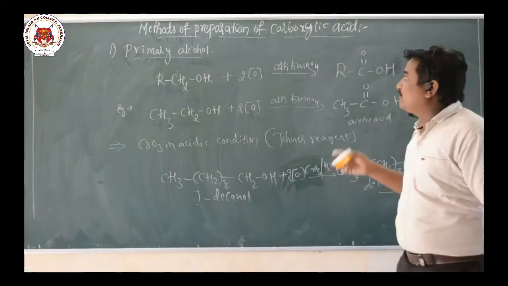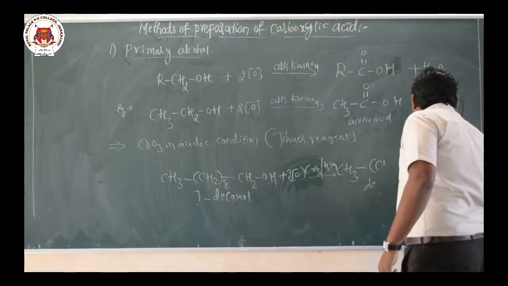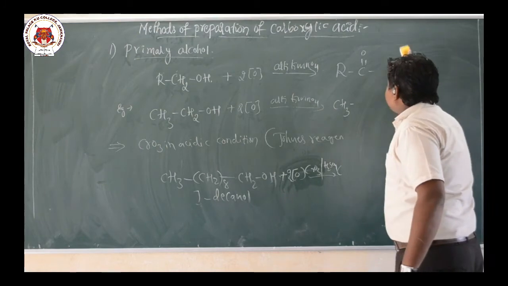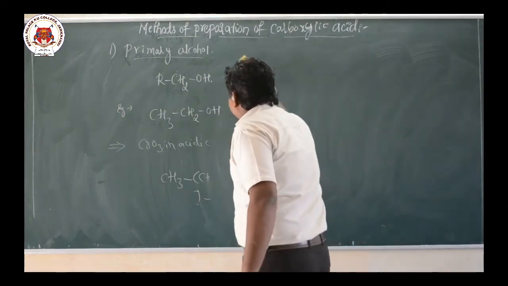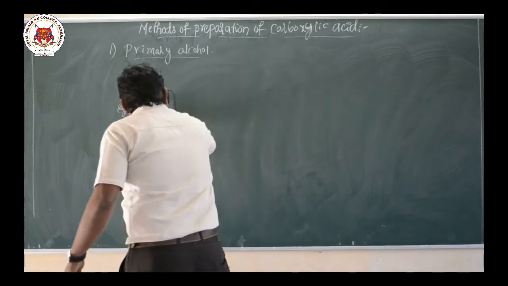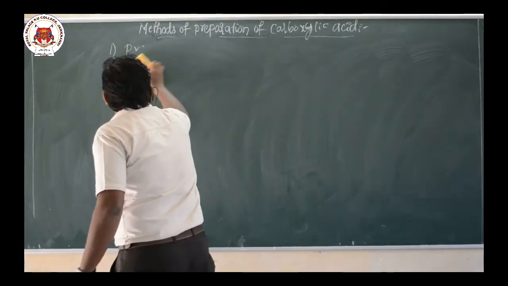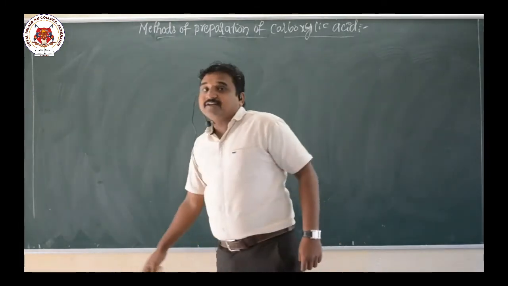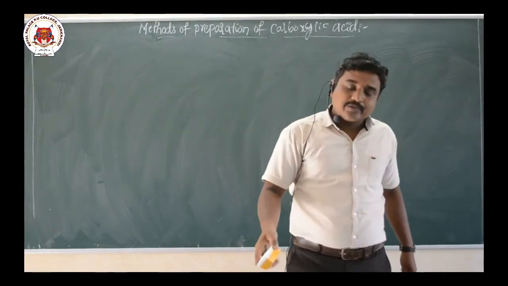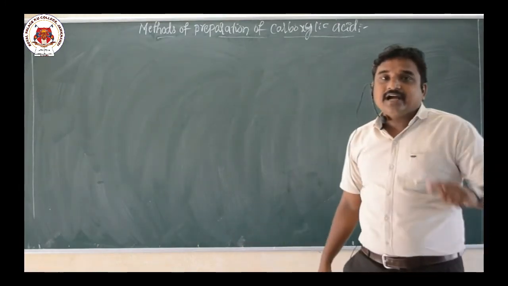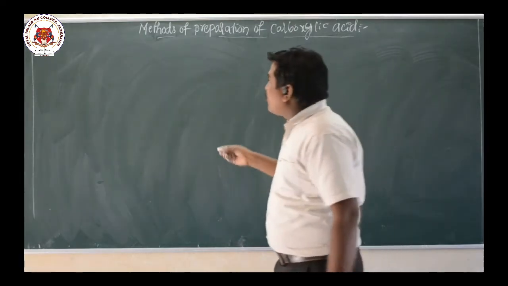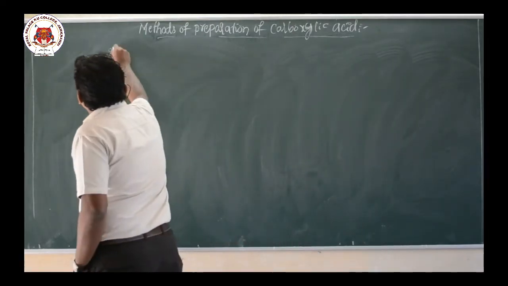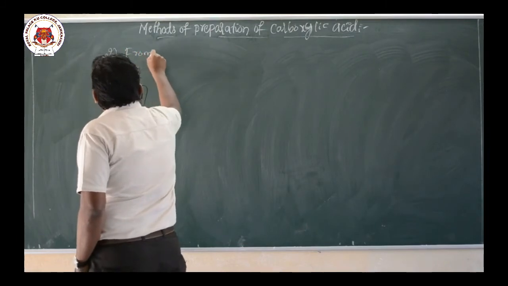So this is one of the methods for the preparation of what here? Preparation of carboxylic acid from the primary alcohol. Here the oxidation takes place, addition of oxygen takes place in presence of oxidizing agents like KMnO4, K2Cr2O7 and Jones reagent. Okay. So now the next method, from alkyl benzene.